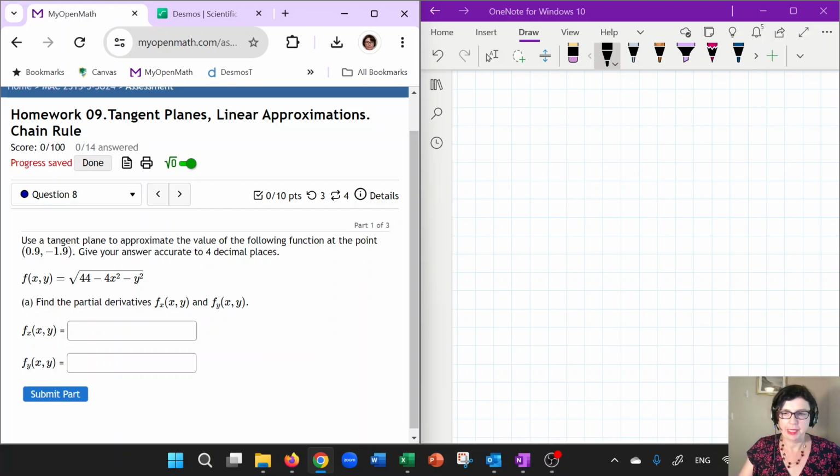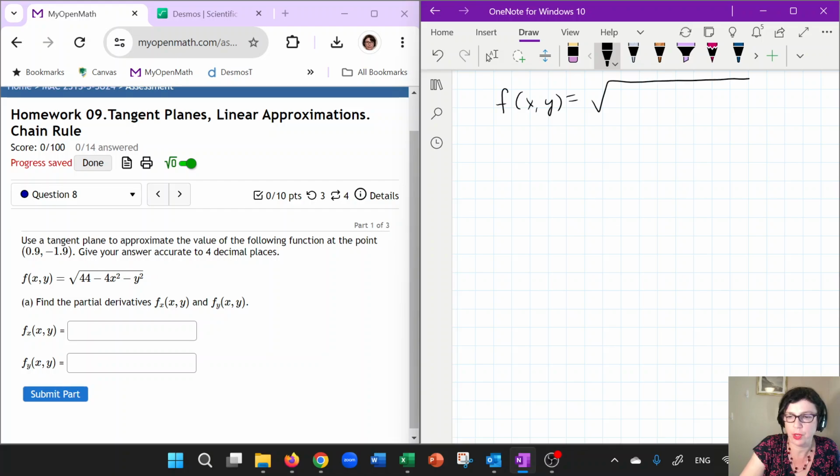Hi guys, in this video we are going to take a look at equations of tangent line and how we can use it to get linear approximations of a value of our function at a point that's close to another point. So first, let's recall how to take the partial derivative of a square root.